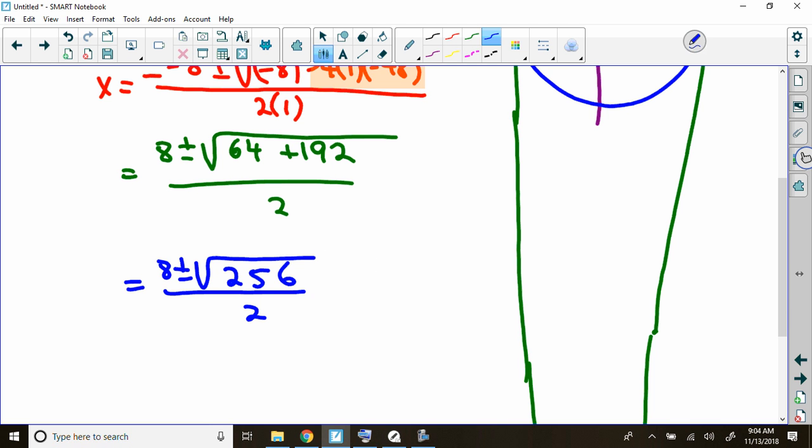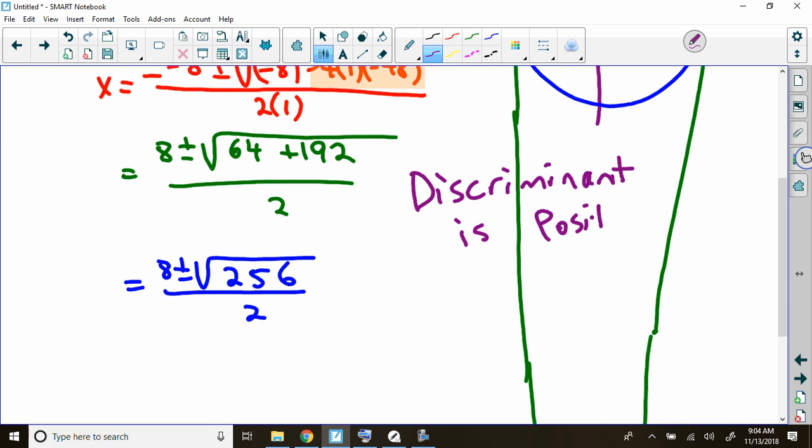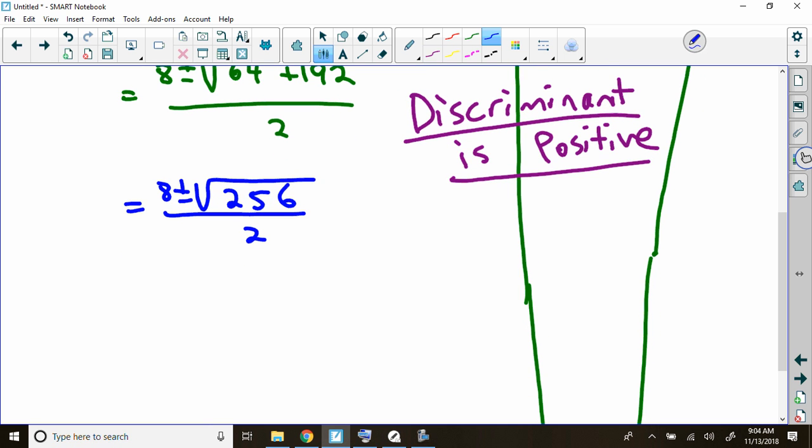Huh. So on this particular problem, my discriminant is positive. The last one we saw had a discriminant of 0. This one has a discriminant that's positive. I wonder what that's going to have in store for us. Well, let's keep going with this.